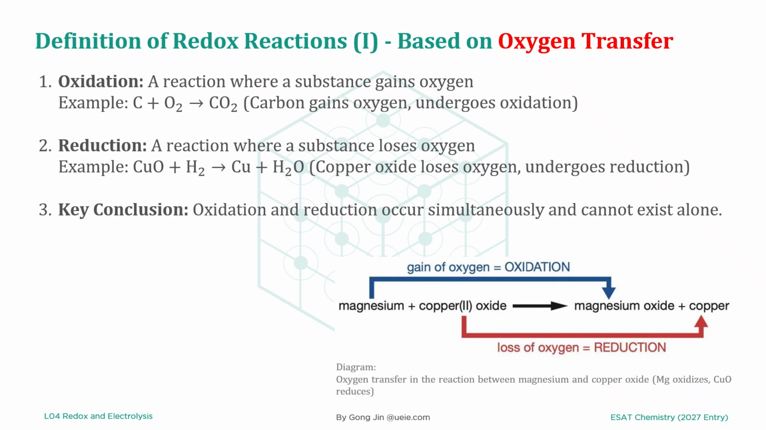One key rule you must keep in mind. Oxidation and reduction always occur simultaneously. They cannot happen separately. If one substance gains oxygen, another must lose it. There are no exceptions.